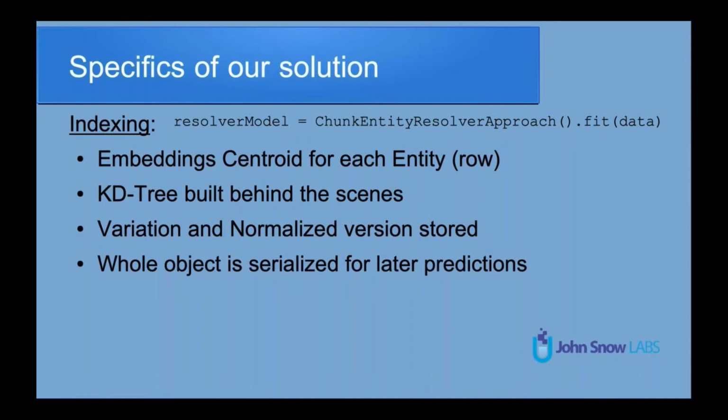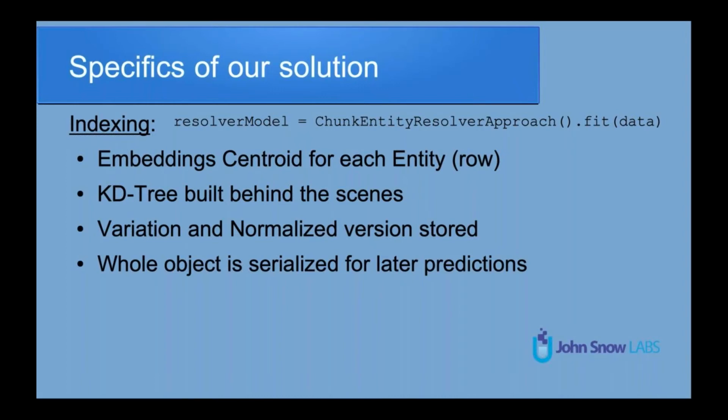Now we go ahead and index the data set, the knowledge base that we later want to resolve to, right? How do we do this? Basically calling a fit function, like usual, right? And what does this fit function do in our solution? Well, basically it will calculate centroids for every chunk, for every set of words constituting an entity, and then it will try to build a KD tree behind the scenes with all those centroids, right?